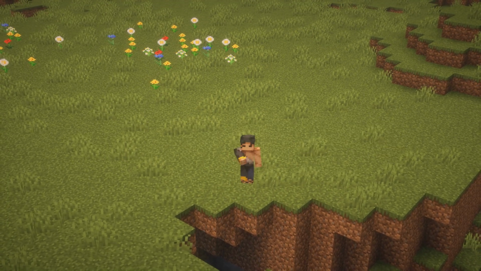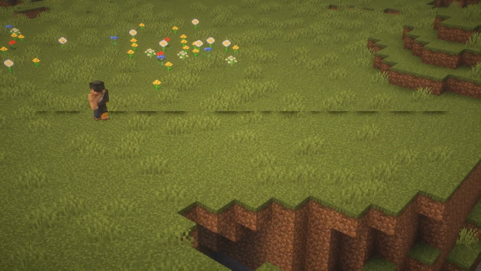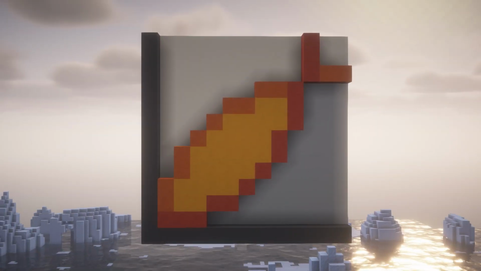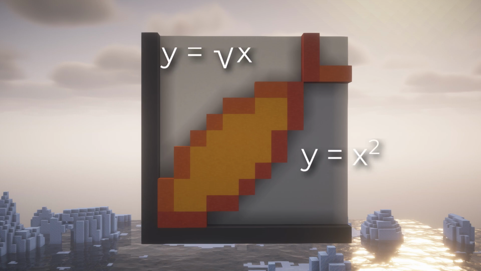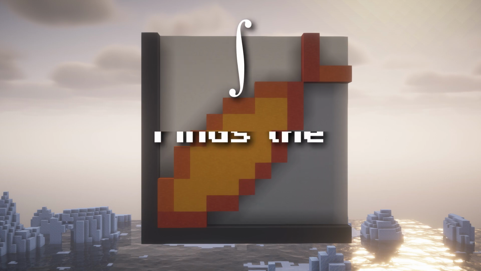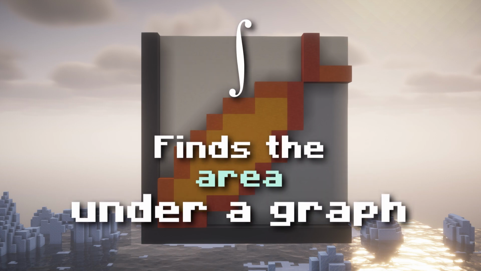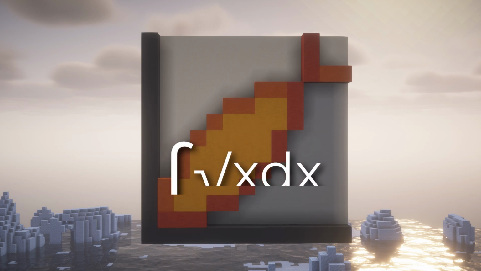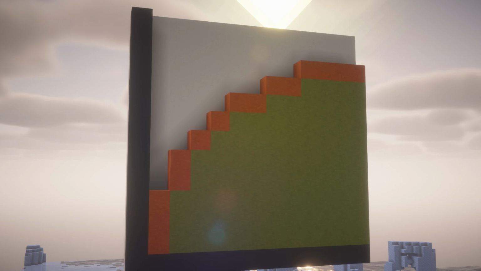So one of the most common integral questions you'll run into are areas enclosed with two graphs. Let's look at this example. There are two graphs, x squared and the square root of x, and you're tasked to find the area inside here. So from the previous video, you learned that an integral finds the area under a graph. So if we were to take the integral of the top graph, that being the square root of x, this is the area that we'll find.